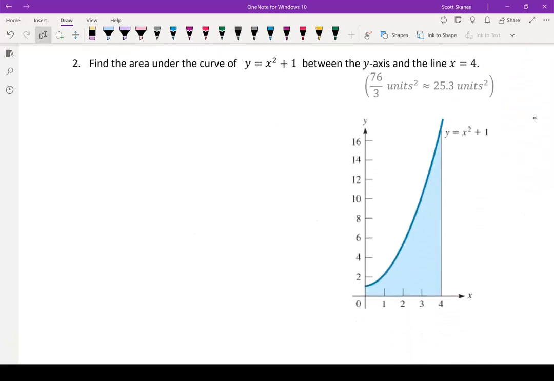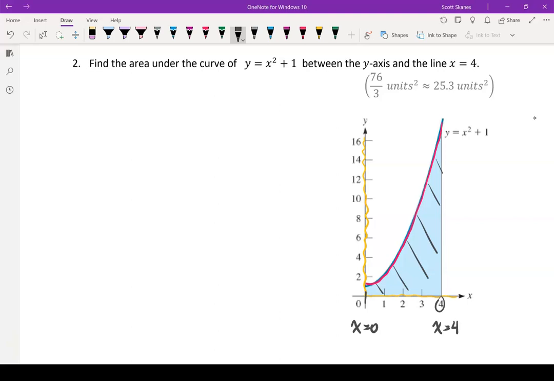Find the area under this curve, y equals x squared plus 1, between the y-axis and the line x equals 4. So thankfully it gave us a picture. The y-axis is this one, right? And the x-axis is going to be this one already. And we want it bound between the curve and the y-axis, which is another way of saying x equals 0, and this point x equals 4, which is our b value as well, right? So essentially it's saying what is the area bound in this region here.